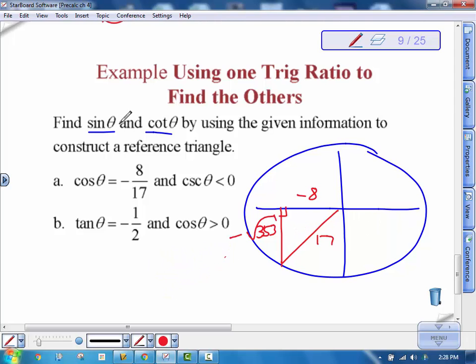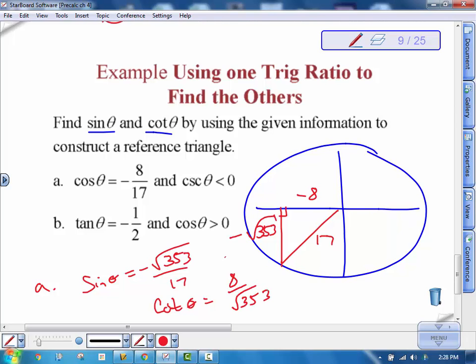Okay, so now we can find the sine, which is opposite over hypotenuse. So the sine for part A is going to be equal to opposite, negative square root 353 over 17. And then the cotangent is going to be the reciprocal of tangent. So instead of doing negative square root of 353 over negative 8, we'll do 8 over square root of 353. The double negatives cancel. There's part A.